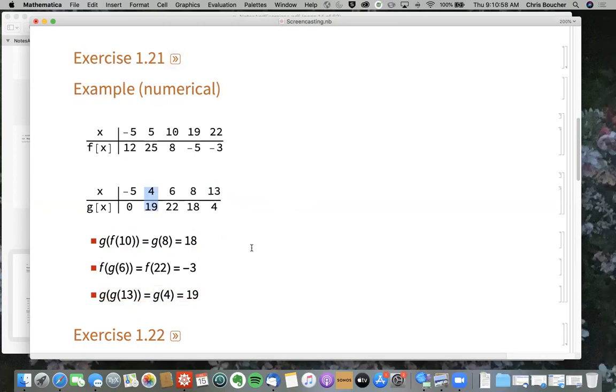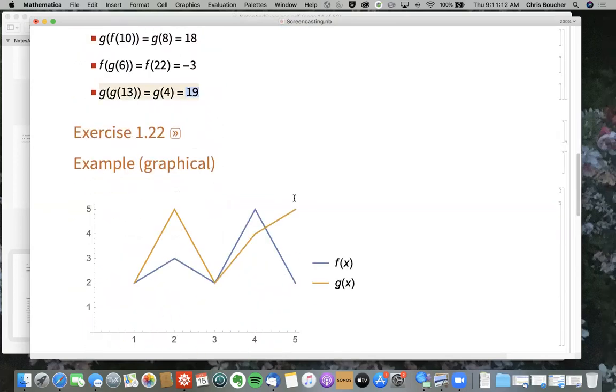The output for the input 4 is 19. So g of 4 is equal to 19, right? So I can compose a function with itself. I can compose in either order. Okay, so we've talked about computing compositions from algebraic formulas and from numerical tables.